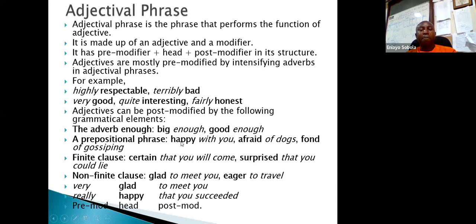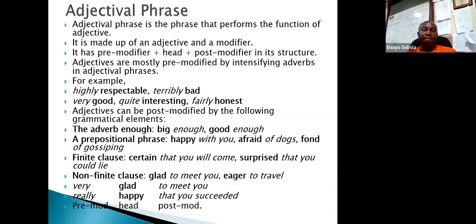For example, happy with you. Happy is the adjective, while with you is a prepositional phrase that post-modifies the adjective happy. Afraid of dogs. We say, I am afraid of dogs. Afraid is an adjective. Of dogs is a post-modifier. So beside that, we have a finite clause.